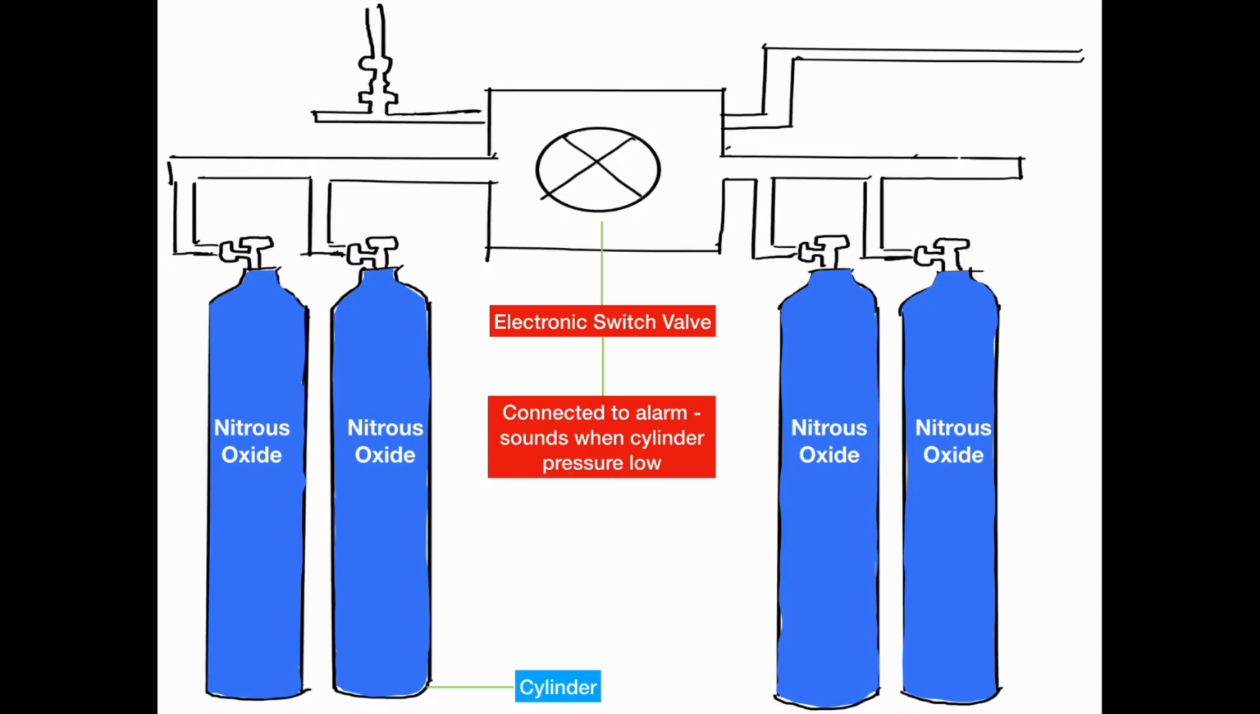When the cylinder pressure is low, the electronic switch valve shuts down that cylinder set and switches to the other cylinder set. The alarm sounds, and that alerts the user that the cylinders that were just in use will need to be changed or refilled. It also consists of a pipeline to the hospital, as you can see in the video.